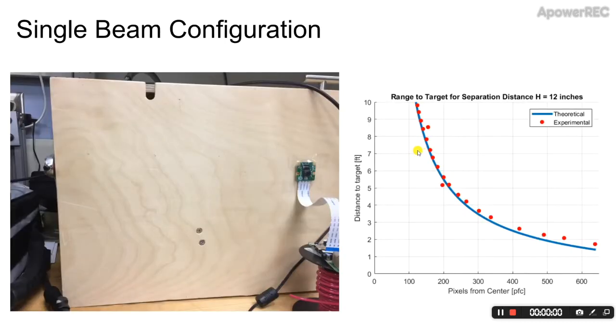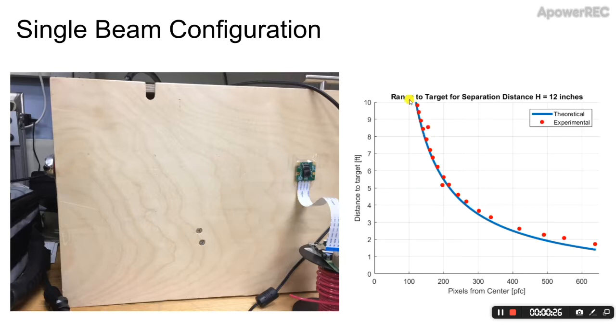As just discussed, the lidar setup for this project determined distances based on pixel counts. However, the setup required calibration. This image shows the single beam configuration, based on a single laser beam rather than a line laser. The laser is separated from the Raspberry Pi camera by a distance of 12 inches, and this would have an effect on the theoretical ranging data.